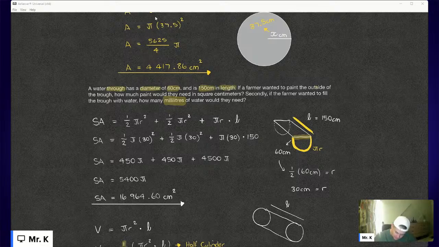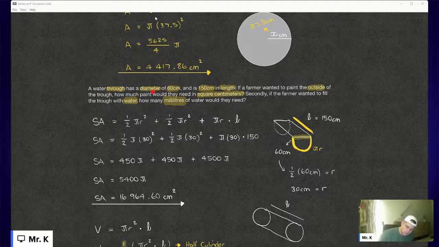Painting the outside of the trough, how much paint do they need in square centimeters? If you can't recognize that that's surface area, then maybe just go over the concept of surface area and revise, right? Filling a trough with water should indicate that you are working with volume. And then milliliters is something else to pay attention to.